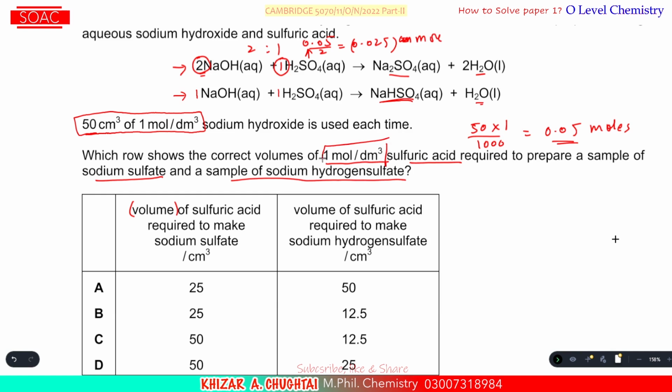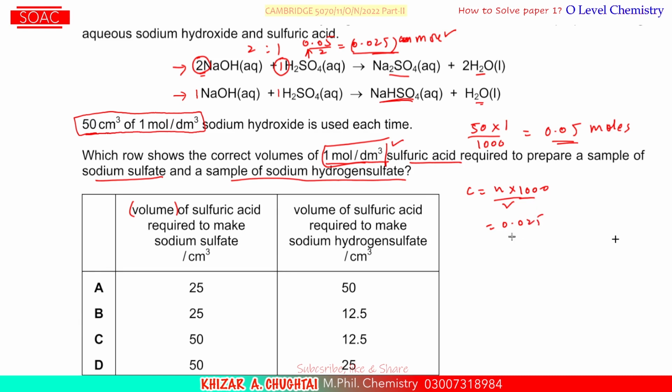So the moles of sulfuric acid are over here, and the concentration is over here. I am going to find the volume using the moles and this concentration. C is equal to n into 1000 over V is the formula. The number of moles is 0.025, the concentration is 1, multiplied by 1000, and the volume is equal to 25. So either A or B could be the correct option.